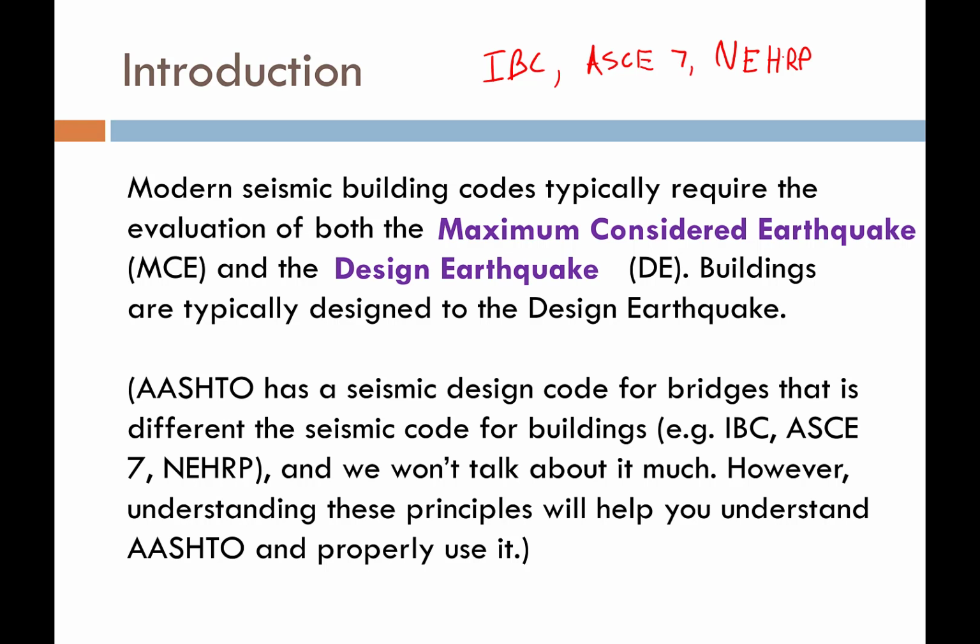Now, there are other seismic codes. For instance, AASHTO has a code for the seismic design of bridges, but it's different than for buildings, and so they don't use the same terminology like MCE or DE. There's a lot of similarities, but there's a lot of differences. So everything in this lesson is going to be about these building codes, and I'm not going to be referring to the bridge codes like AASHTO. But with the stuff you'll learn in this lecture, you'll be well armed and prepared that if you delve into AASHTO, it's not a difficult leap.